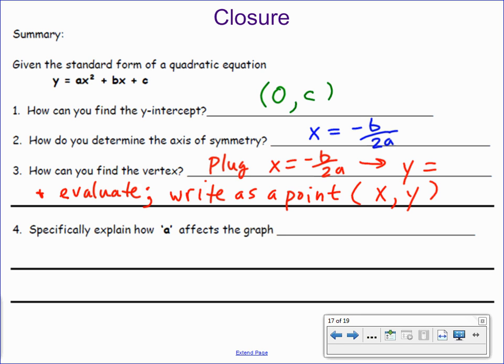X comma y. So we'll take x equals the opposite of b over 2a, that's my x coordinate of the vertex, plug that into my y equals function rule and evaluate, and then write my final vertex as a point, x comma y.